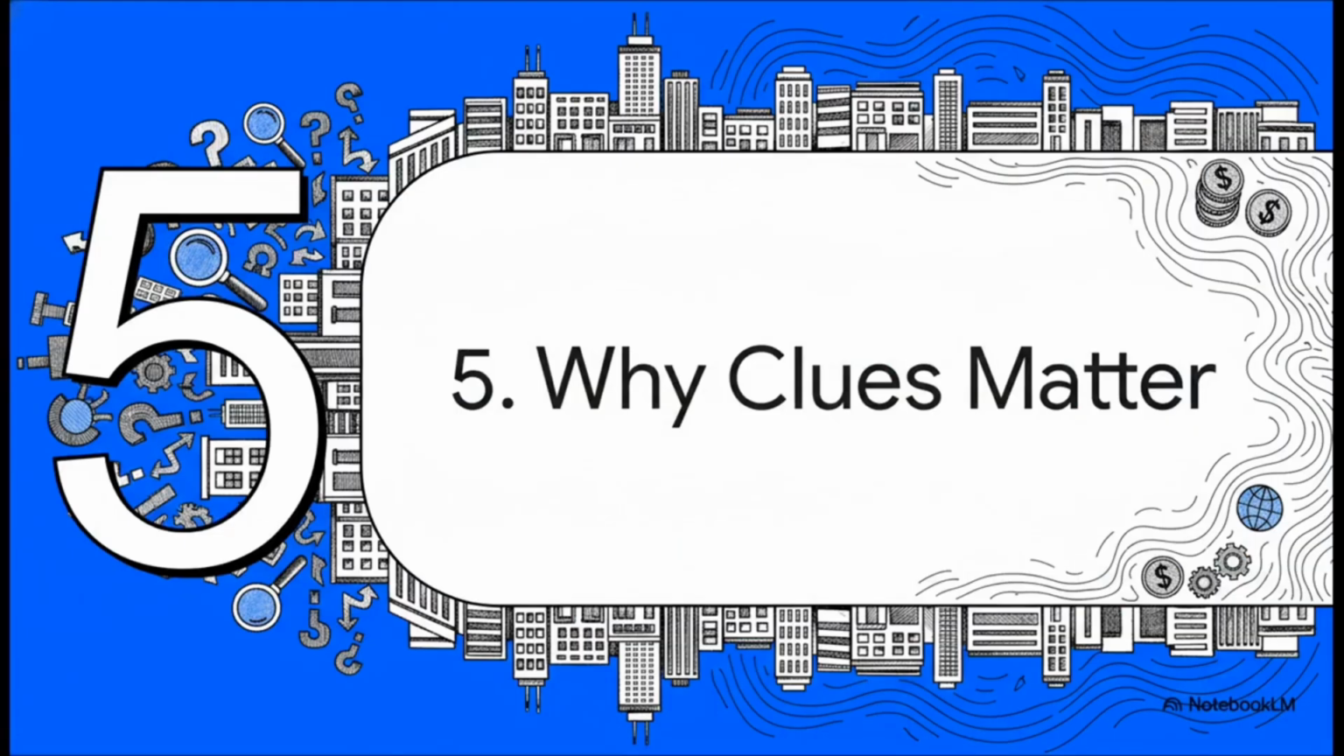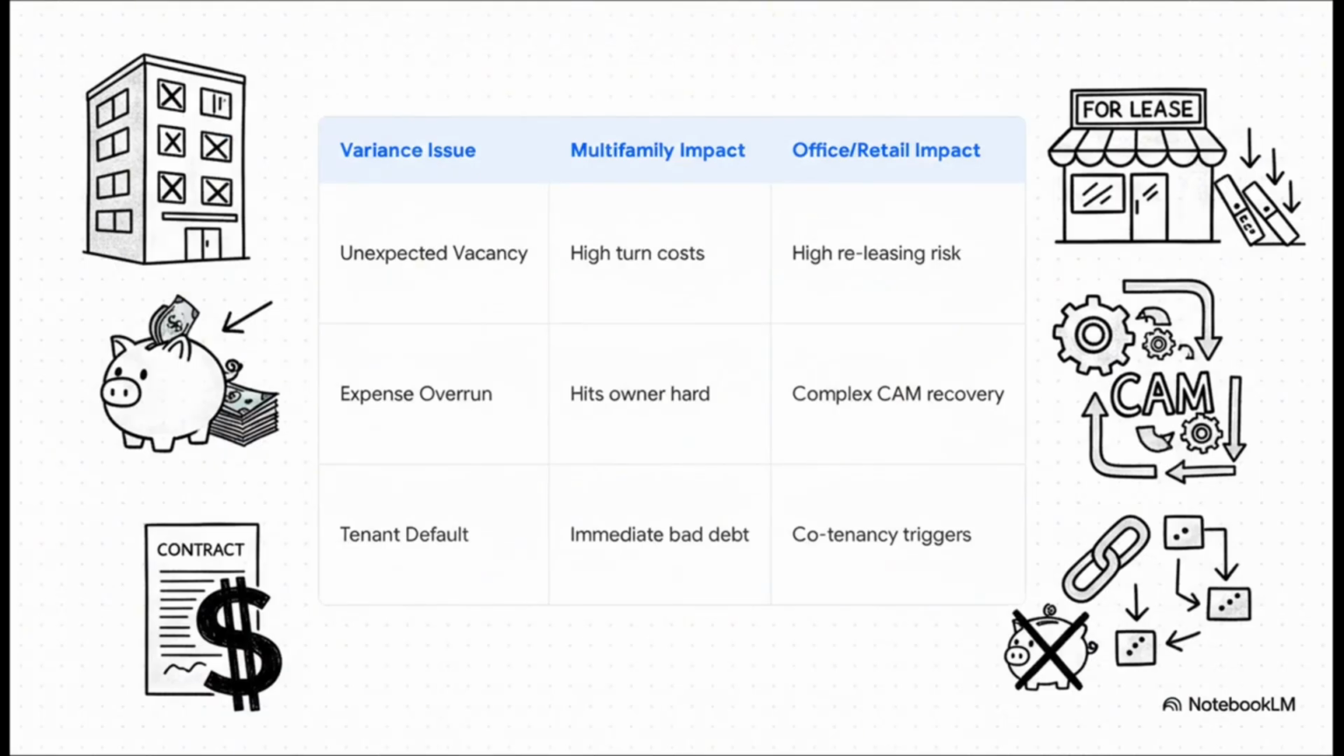So, we found the clues, we figured out the causes. But why does this all matter so much? Well, because these variances have real-world consequences that can ripple out and affect every single part of the investment. And you know, this slide shows so clearly that context is everything. An unexpected vacancy means very different things for different properties. In a multifamily building, it's about the immediate cost of turning that unit over to get a new tenant in. But in retail, if a major tenant leaves, that could trigger something called co-tenancy clauses in other leases. And that means other tenants might get to pay less rent or even break their lease entirely. That's a huge cascade effect you have to get ahead of.